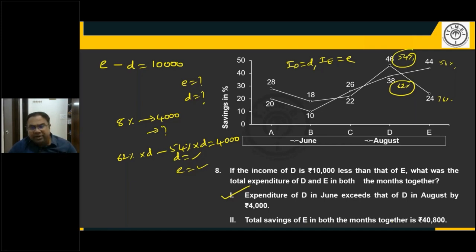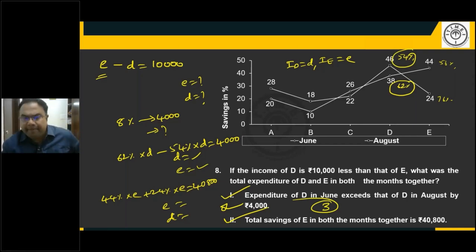Total savings of E in both the months. What is savings of E? 44% of E. Next one, 24% of E is 40,800. I solve this, I'll get E value. When I know E value, substitute here, I'll get D value. When you know D and E, I can find out their expenditures. I can answer independently from first statement alone or second statement alone, choice 3. Either one alone sufficient or two alone sufficient.